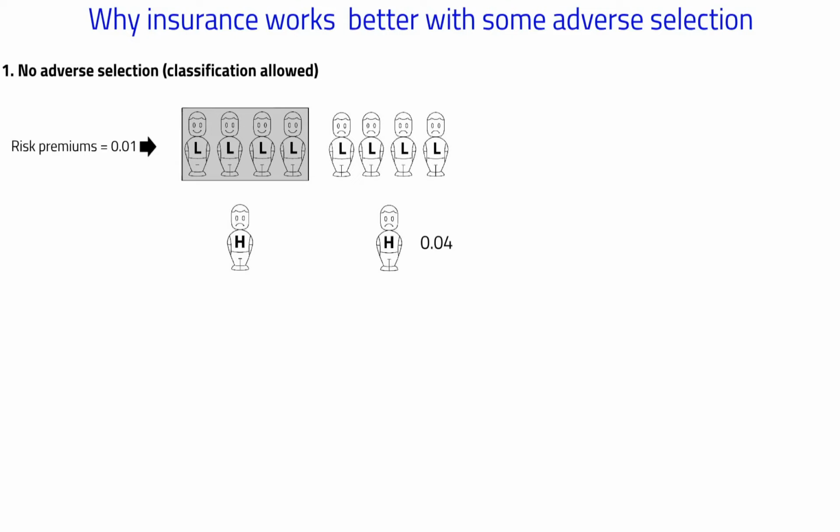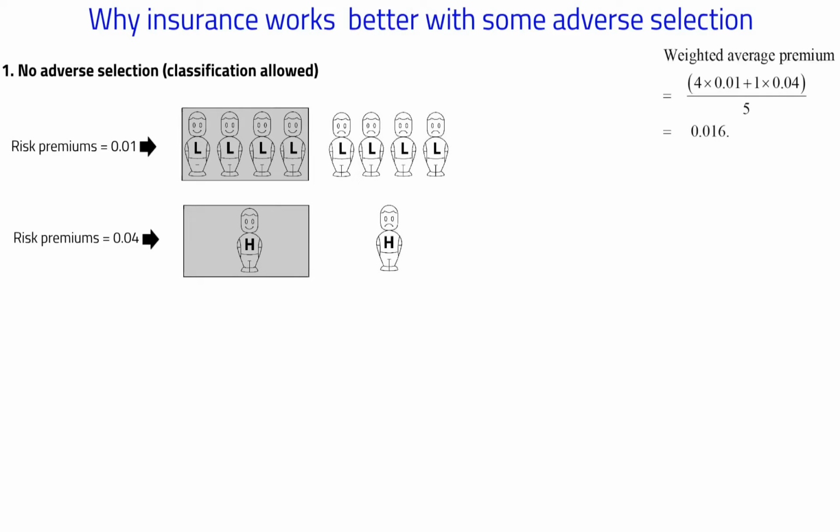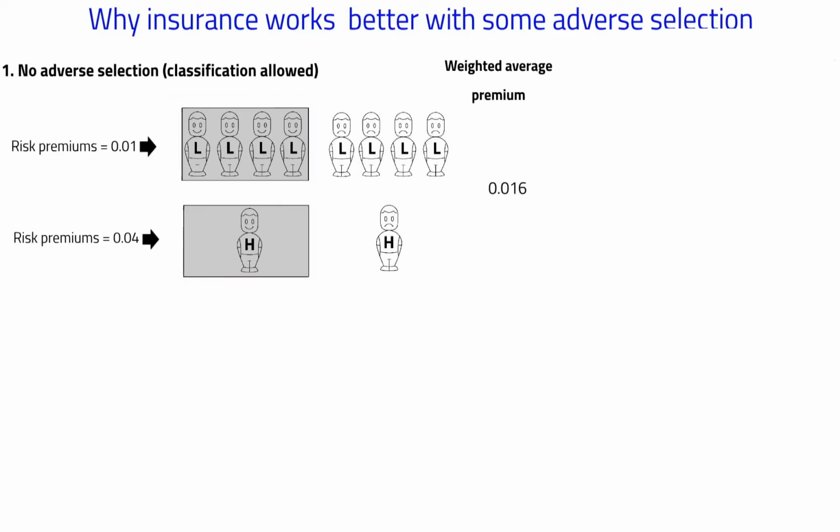In the same way, insurers are going to offer the high risks a fair risk premium of 0.04. And at that premium, let's say exactly half the high risks choose to buy insurance. So that's the same response to a fair premium as for the low risks. We can then calculate the weighted average premium being charged in this market. We don't need it now, but it will be useful for comparison later. So the weighted average premium is just the total premiums being paid divided by 5 persons insured, weighted average premium of 0.016.